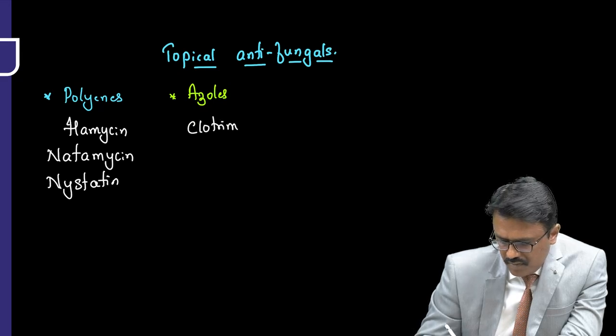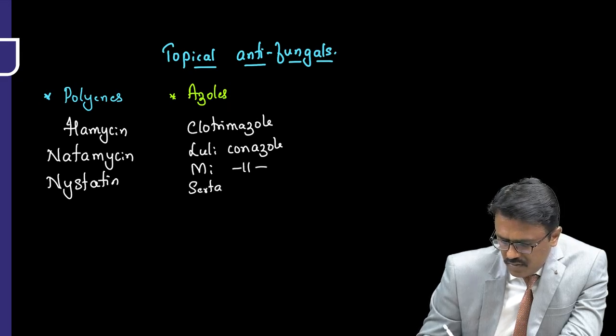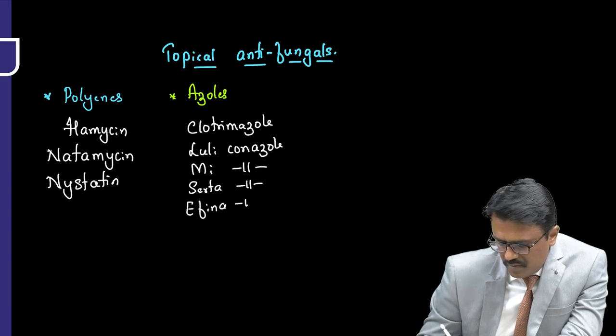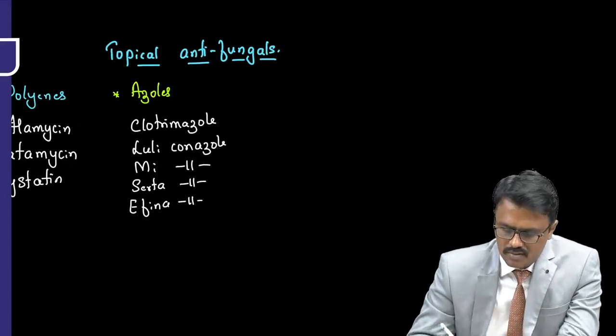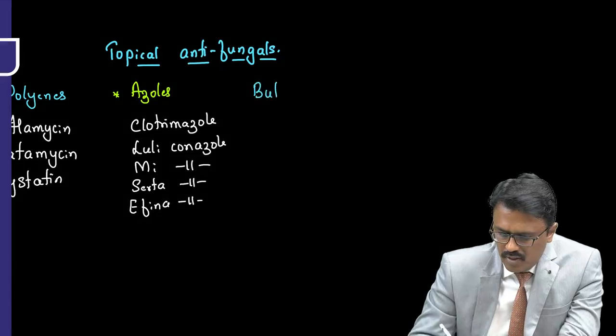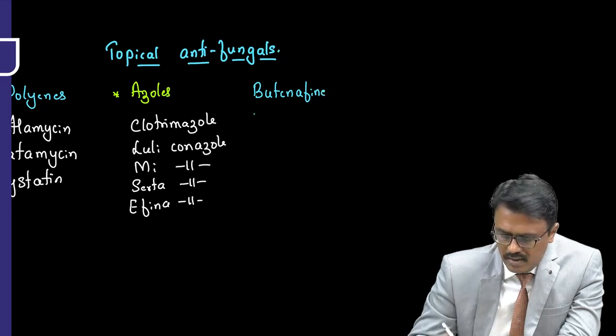Clotrimazole, then luliconazole, then miconazole, then sertaconazole, then efinaconazole. So once we know this, there is one more category of drugs. They are called the allylamines: butenafine and terbinafine.